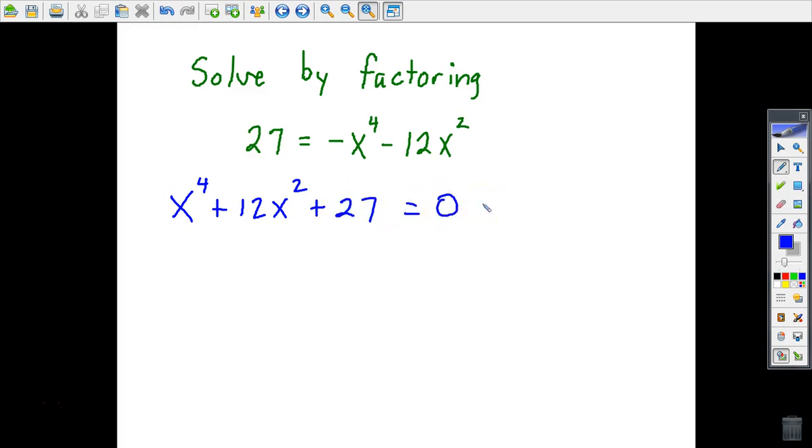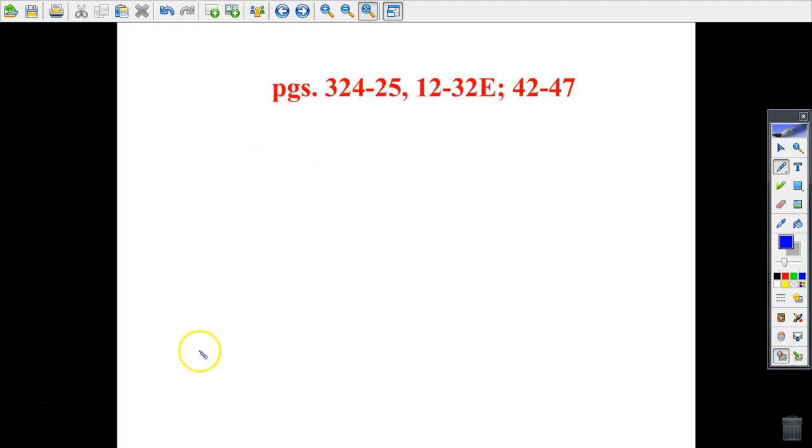Now I'm ready to proceed with what we've done before, come up with the factors of 27 that add up to 12, and come up with your 4 solutions. So I'll let you take it from there. I just wanted you to be aware of how this needs to be set up so that you can solve it. All right, and that's the assignment. And let me know if you have any questions, and we'll check these out tomorrow.